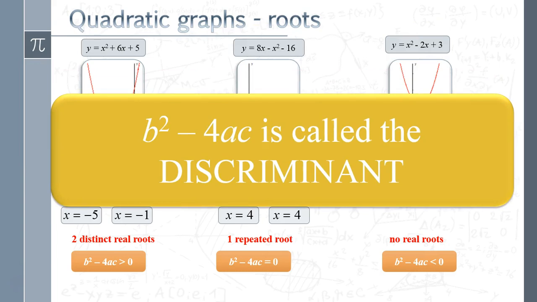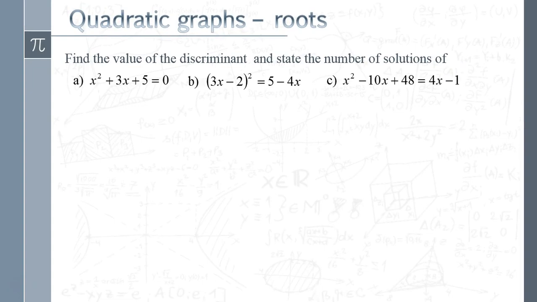I've put that in a massive, great big yellow box because, again, you're going to be tested on this time and time again, and you're going to get asked questions about, can you work out the value of b squared minus 4ac, and once you've got that value, what does that tell you about the number of solutions that an equation has got? So let's have a look at exactly that kind of question.